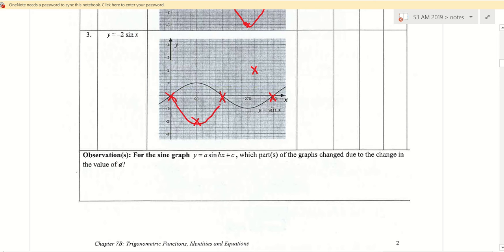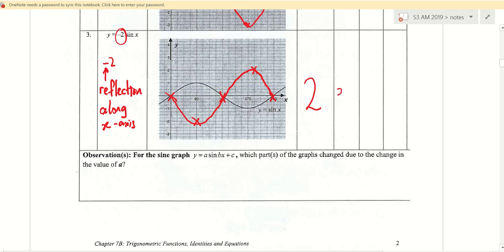Now you see this -2, the negative actually seems like a reflection along the x-axis. That means what was on top now becomes down, and what was below now becomes up. But because there was a 2 there, the amplitude becomes magnified by 2. What's the amplitude? Amplitude means from the center to the highest. So the value is still 2.